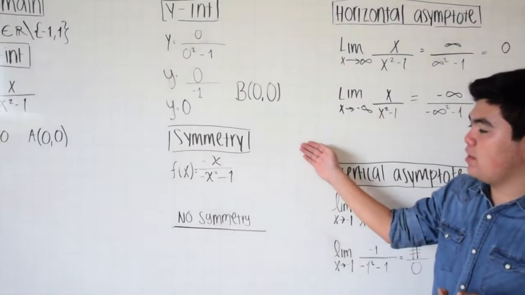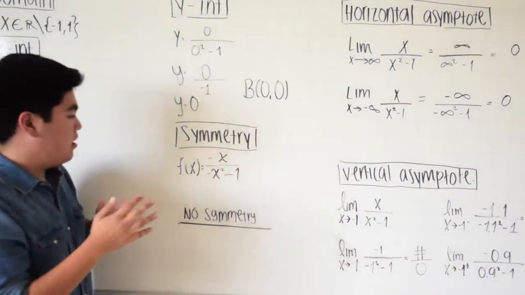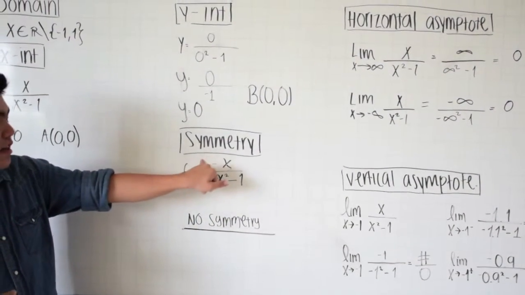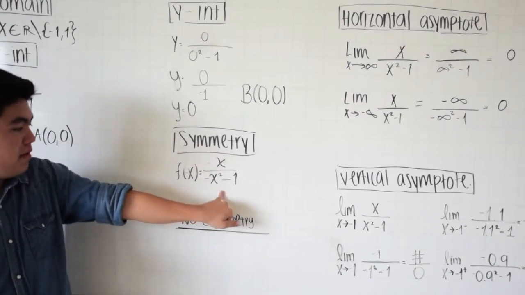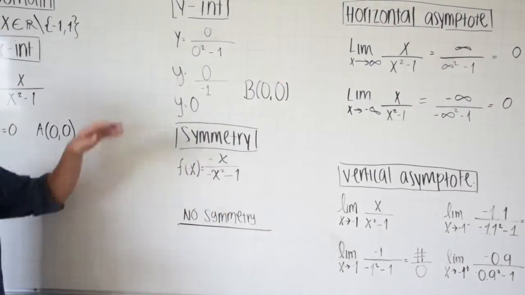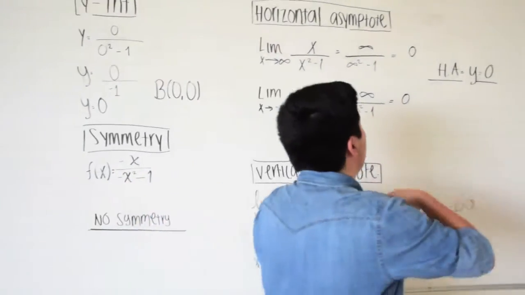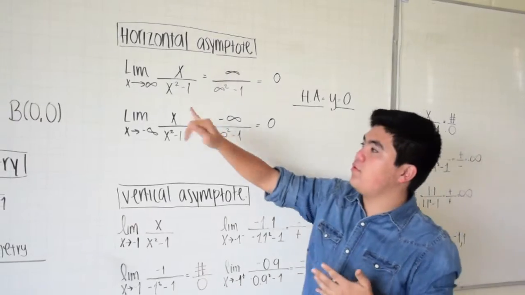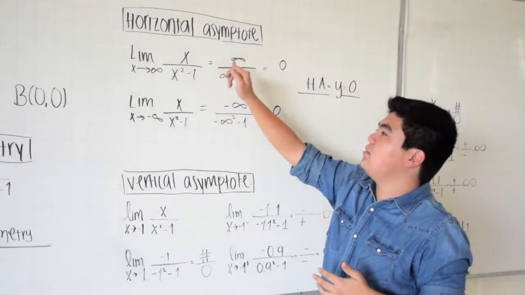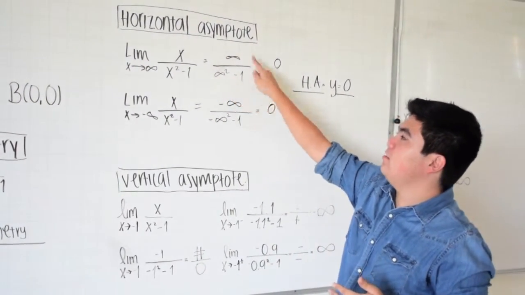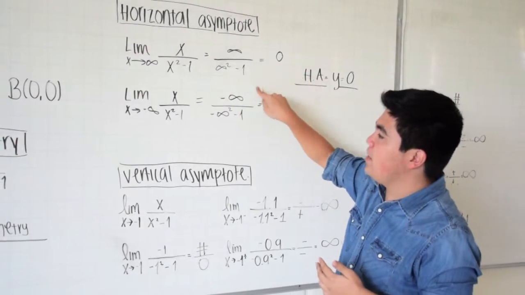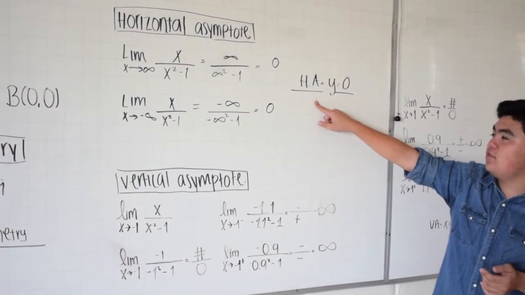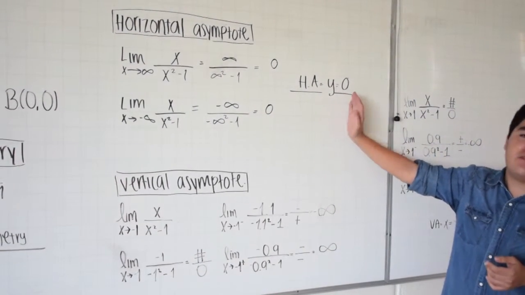And then our symmetry. We evaluate our function as f of minus x equals minus x over minus x squared minus 1. And it has no symmetry. And then we go to our horizontal asymptote. We evaluate the limits at infinity. We have infinity over infinity squared, which equals 0, and here it is just the same. And we have that our horizontal asymptote is at y equals 0.